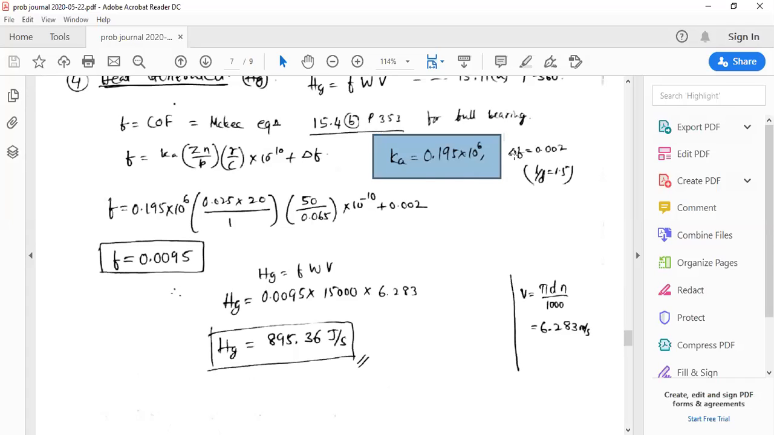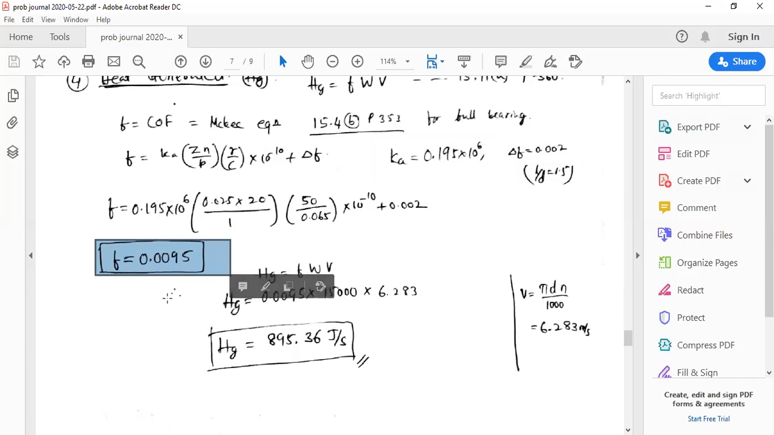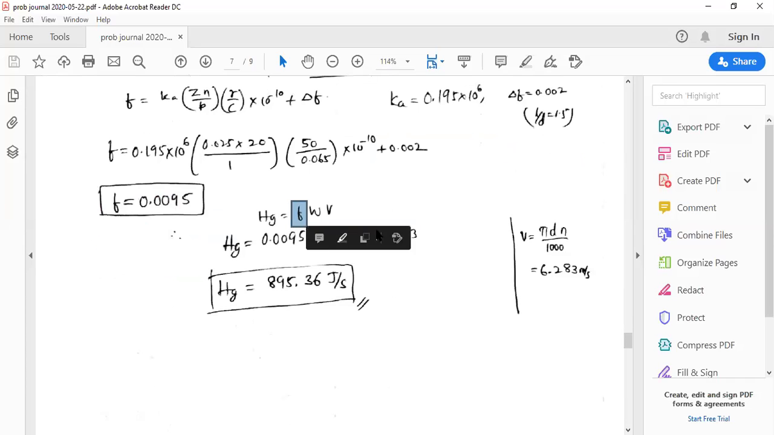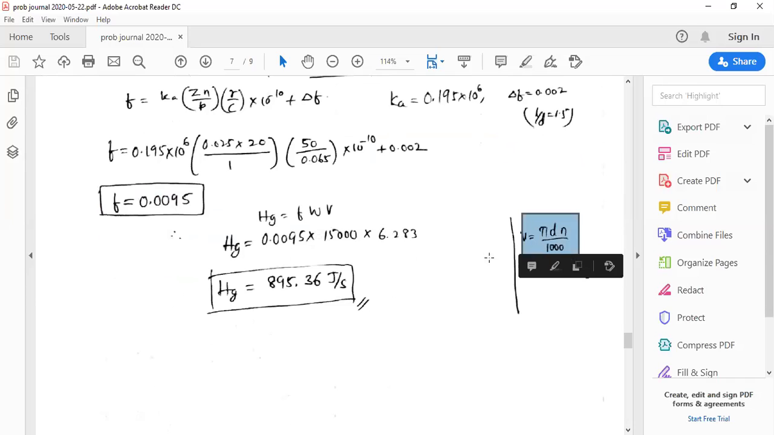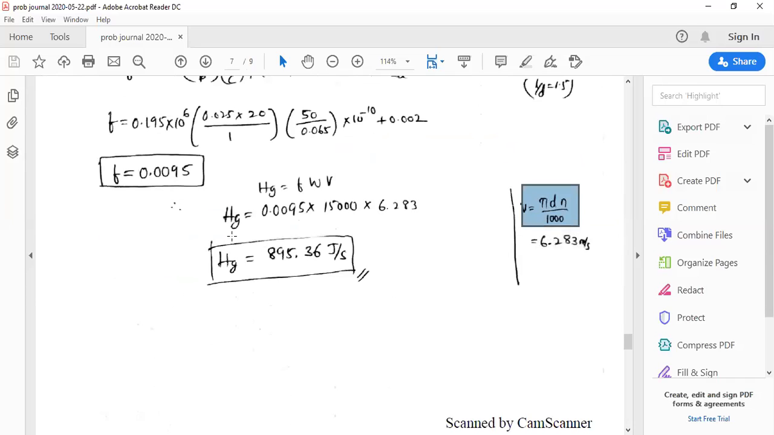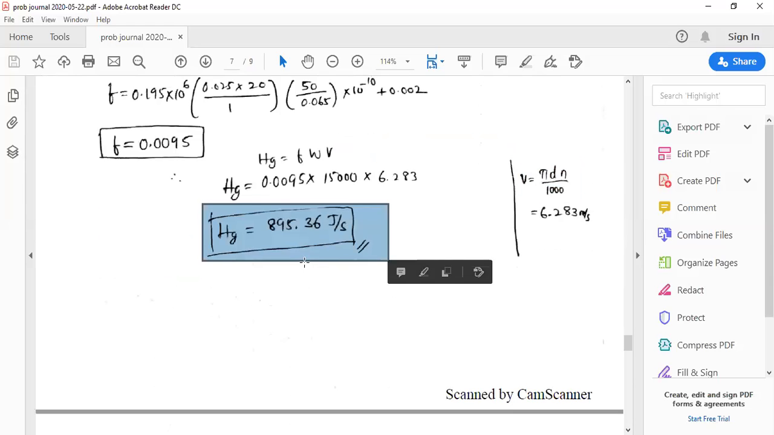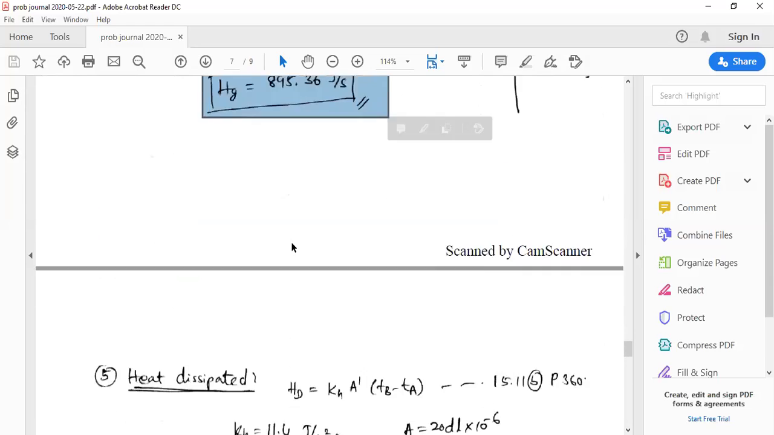For this value is suitable. So after substituting, what we get here is the value of F as 0.0095. So substitute that value of F in the equation of heat generated, and here V value is 6.283 meter per second, which is V is equal to pi d n by 1000, that is small n by 1000. So Hg what we get here is 895.36 joule per second.